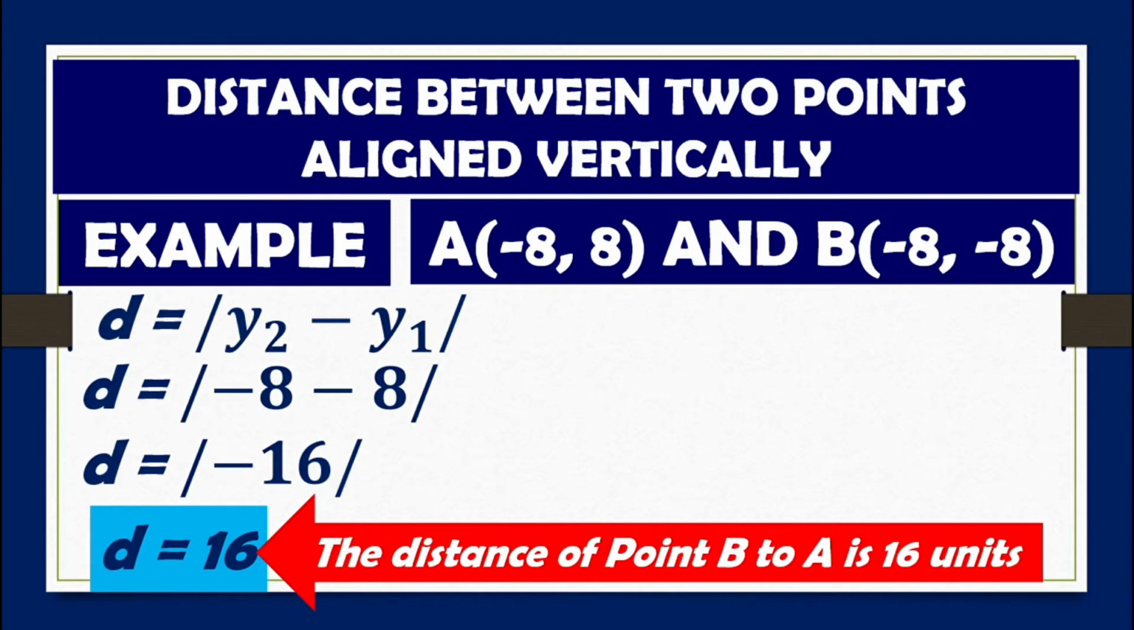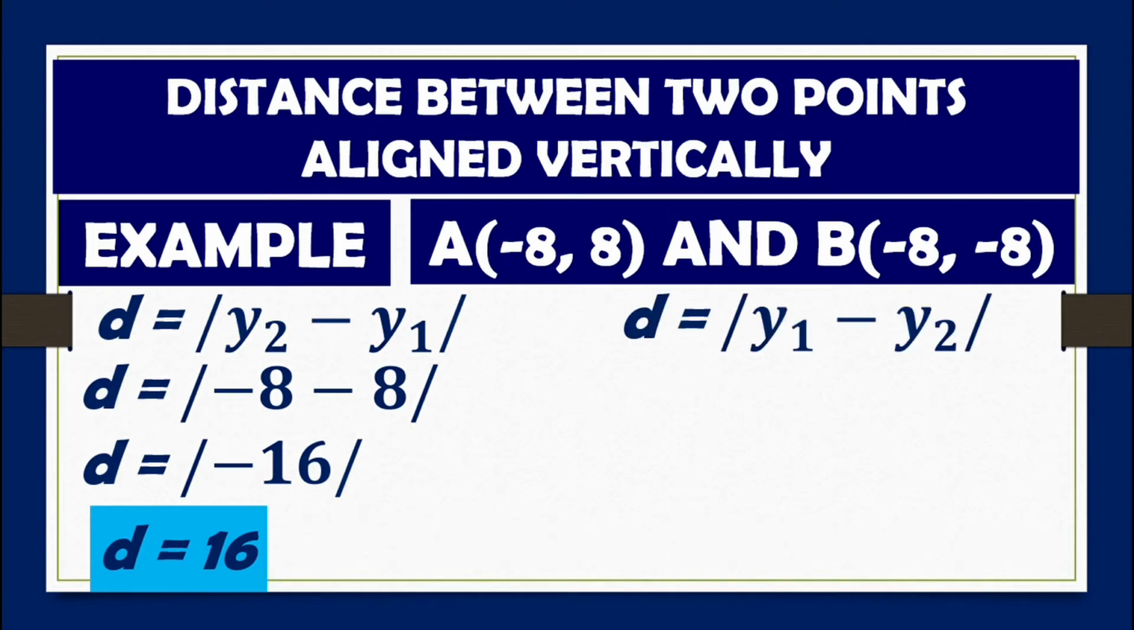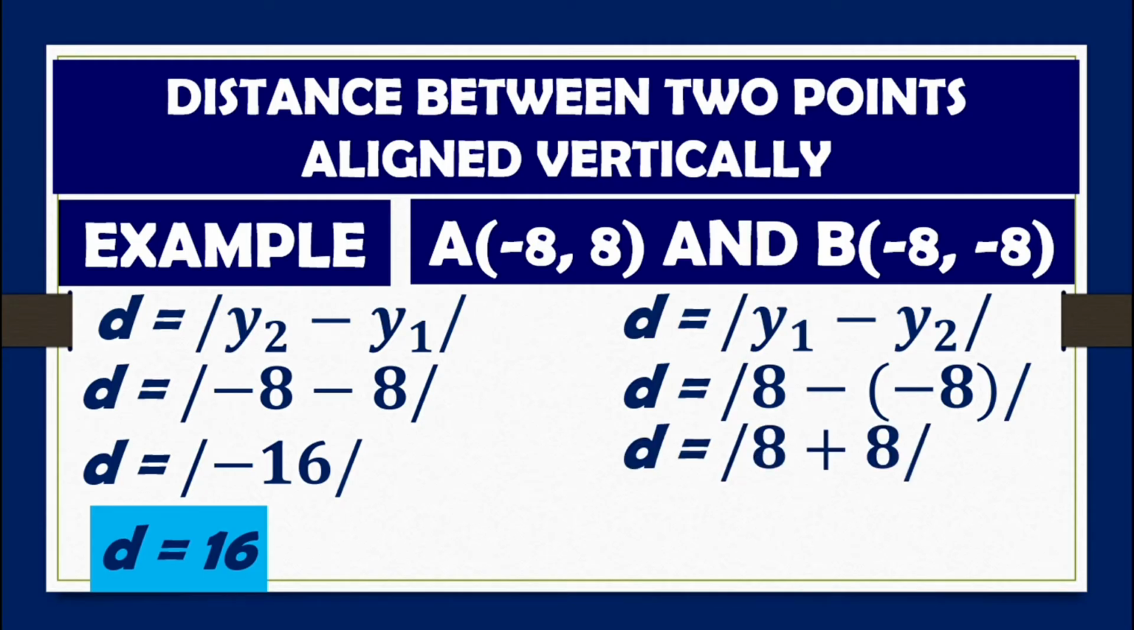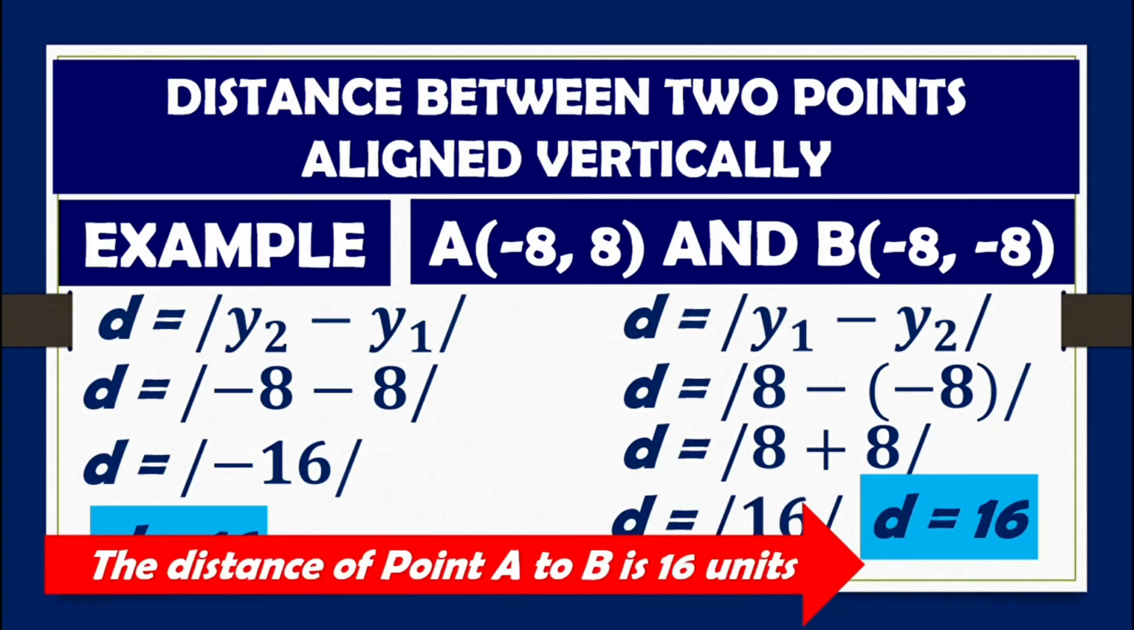On the other hand, if we will utilize the second formula, distance is equal to the absolute value of y sub 1 minus y sub 2. It follows that our y sub 1 is positive 8 and y sub 2 is negative 8. By simplifying, this is equivalent to distance equal to the absolute value of 8 plus 8. The sum of 8 and 8 is 16. Therefore, the distance of point A to B is 16 units.